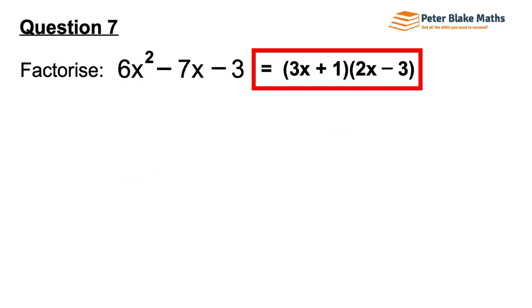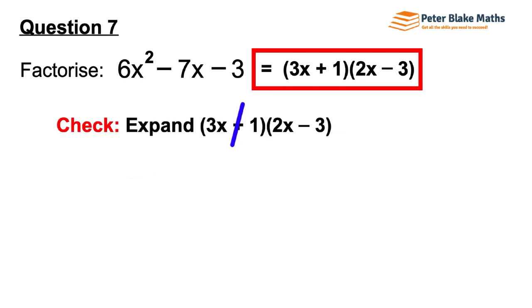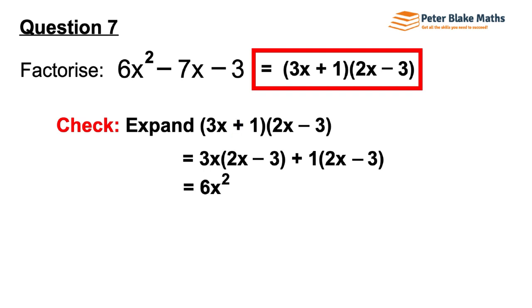We'll just quickly double check by expanding. We'll split that first bracket up so we can create 3x multiplied by 2x minus 3 plus 1 outside of 2x minus 3. If we expand that, 3x times 2x is 6x squared. 3x times minus 3 is minus 9x. 1 times 2x is 2x, and 1 times minus 3 is minus 3. If we collect the like terms there, we've got minus 9x plus 2x, which makes minus 7x minus 3, which was our original question.